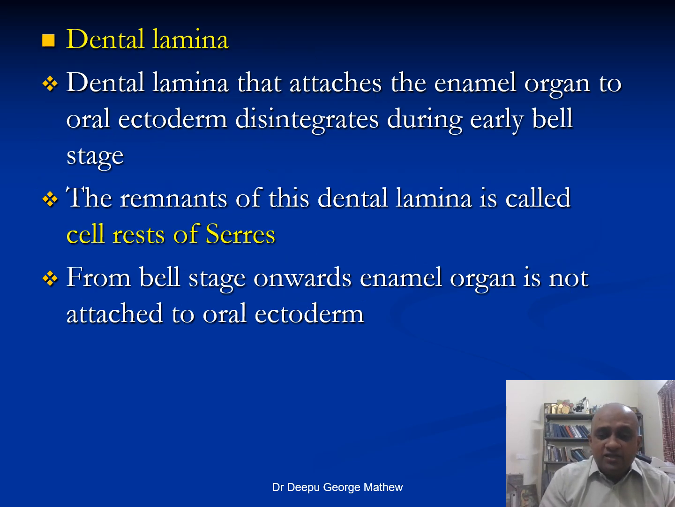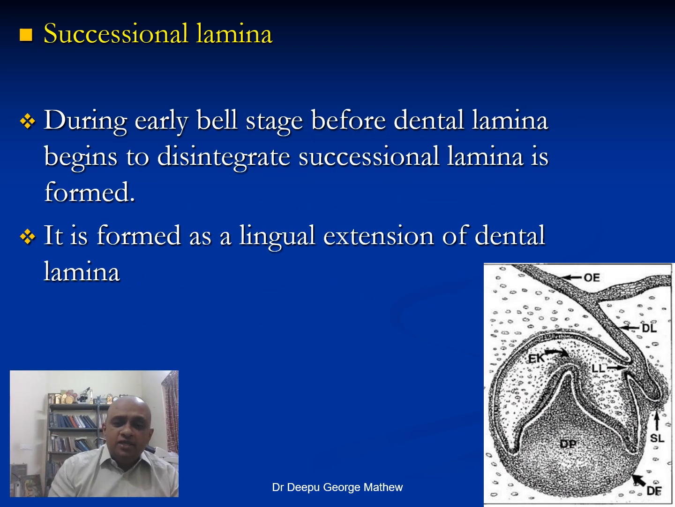Next comes the dental lamina. The dental lamina was the structure which had attached the enamel organ to the oral ectoderm, and by early bell stage they will disintegrate, and the remnants of this dental lamina which remain in the tissues are known as cell rests of Serres. And from bell stage onwards, the enamel organ is not attached to the oral ectoderm.